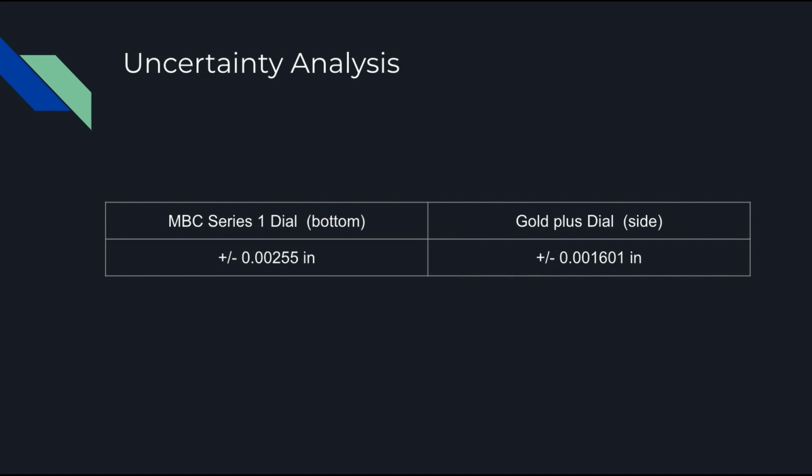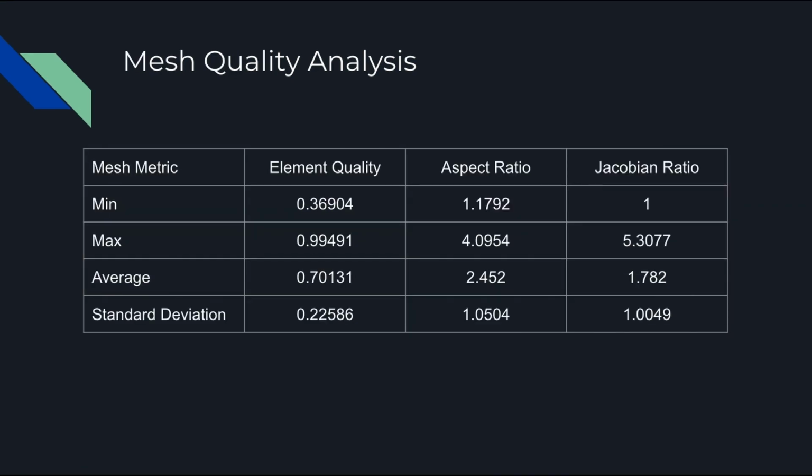0.001601 inches. In our finite element analysis simulation, we were given 3 different kinds of meshes to look at: element quality, aspect ratio, and the Jacobian ratio. For each different mesh, we recorded the minimum, maximum, and average mesh values along with their standard deviations in this table. These mesh values provided from ANSYS represent how close the element shape is going to be to a perfect equilateral triangle or a square.